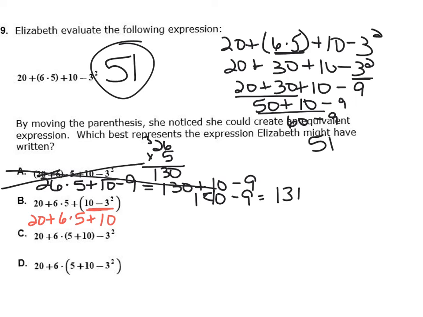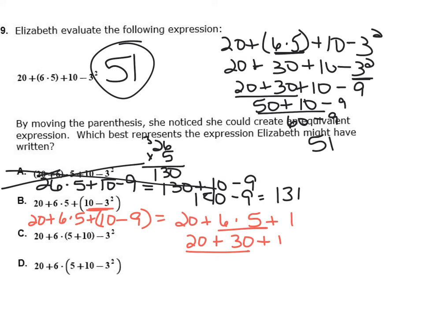Oops, I forgot the minus 9. Minus 9 stays in parentheses. So that's going to be 20 plus 6 times 5 plus 10 minus 9 is 1. Then we go ahead and do the multiplication. So it's going to be 20 plus 30 plus 1. And 20 plus 30 is 50 plus 1. So that equals 51. So that's a possible choice. I'm going to put that, and then I'm going to continue checking the other ones.